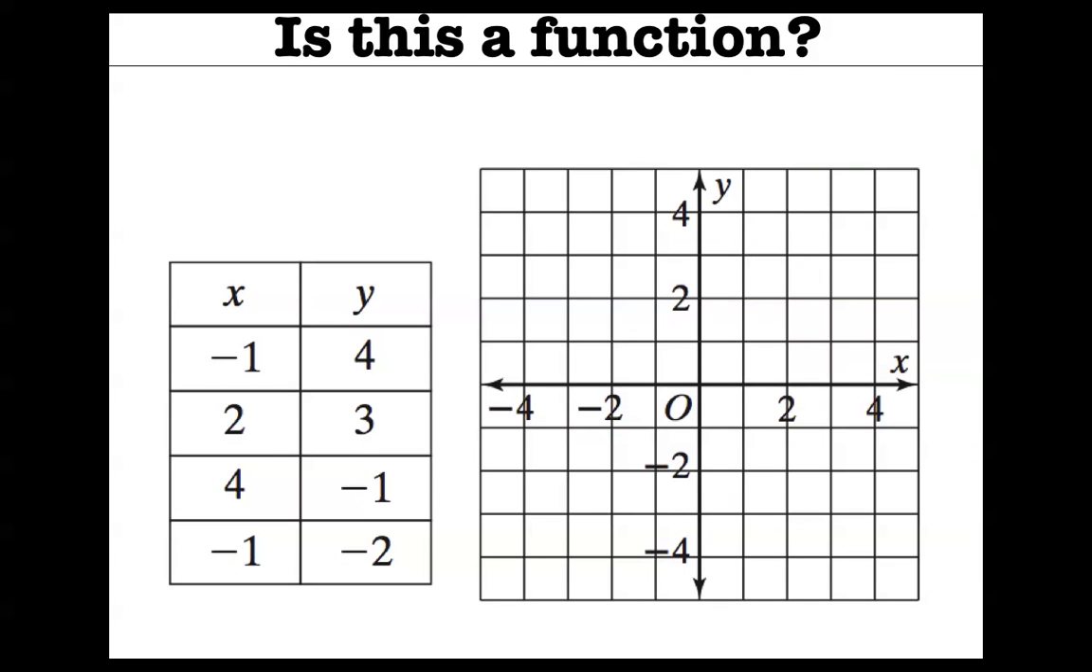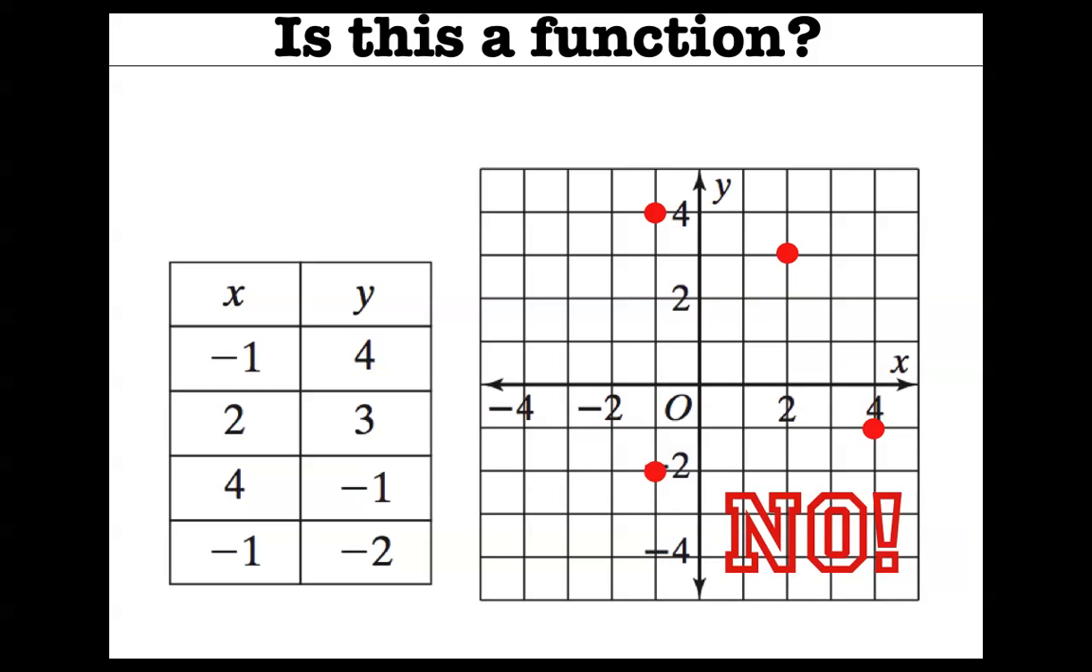All right, how about this one? If you plug in -1, you get +4. If you plug in 2, you get 3. If you plug in 4, you get -1. So it's not linear, but it still could be a function, except that if you plug in -1, you also get -2. So putting in -1 could get you +4 or -2.